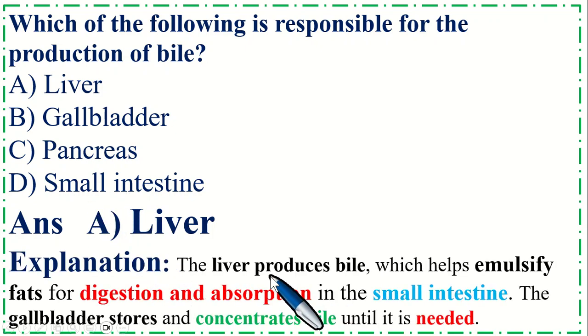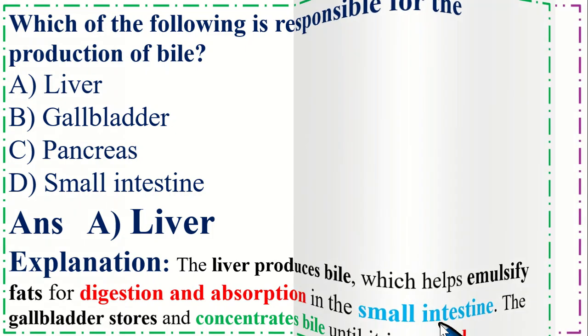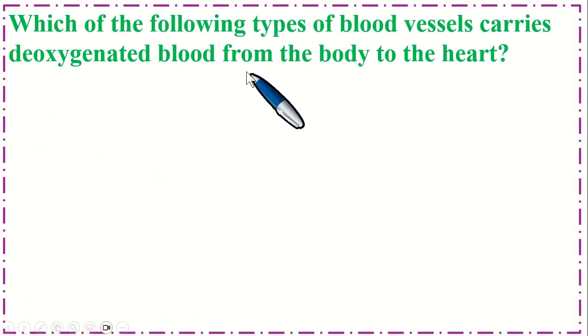The liver produces bile, which helps emulsify fats for digestion and absorption in the small intestine. The gallbladder stores and concentrates bile until it is needed. So this is a very important MCQ.